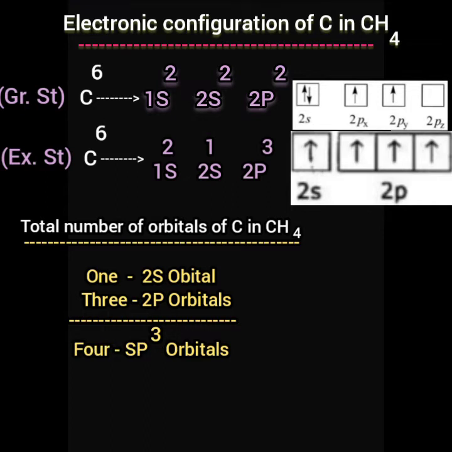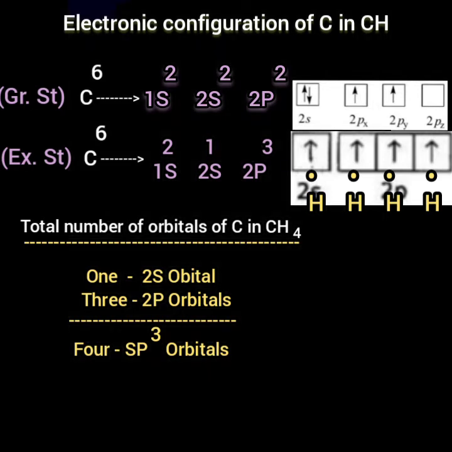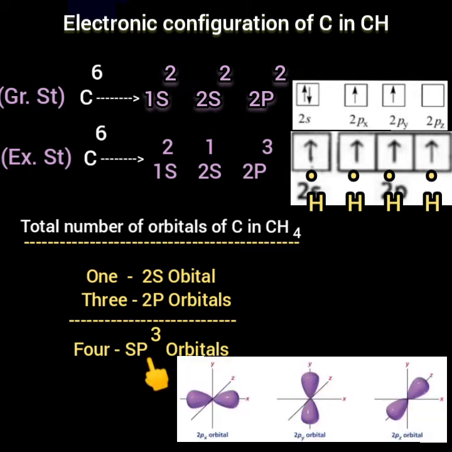For methane, it has 4 hydrogen atoms. So we need 4 electrons from carbon in methane to bond with 4 hydrogen atoms. Resulting, we have gotten 4 sp3 orbitals. We have two types of orbitals. One is the s orbital. It has a spherical shape. And another one is the p orbital. It has a dumbbell shape. P orbital has 3 orientations: px, py and pz.